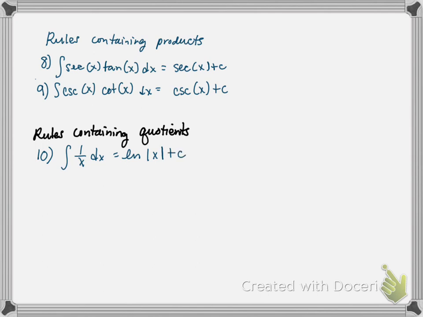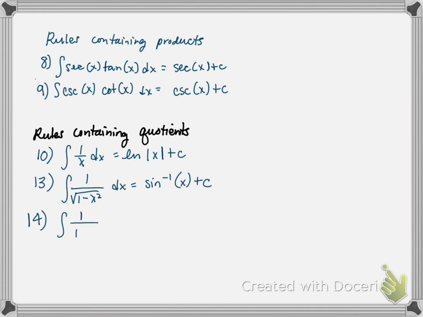Here's another one that has a quotient in it. Rule number 13 says we have 1 over the square root of 1 minus x squared dx. That equals the inverse sine of x plus c. And rule 14 states that we have the integration of 1 over 1 plus x squared. And we haven't seen this one yet. But if I take the integration in terms of x, I get inverse tangent x plus c.